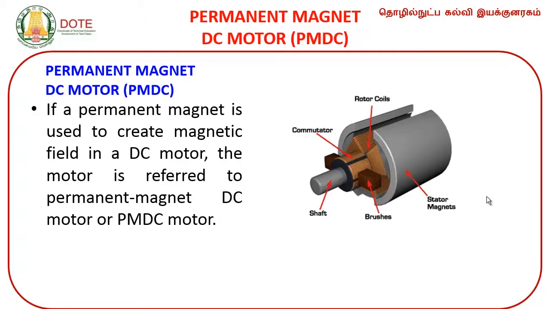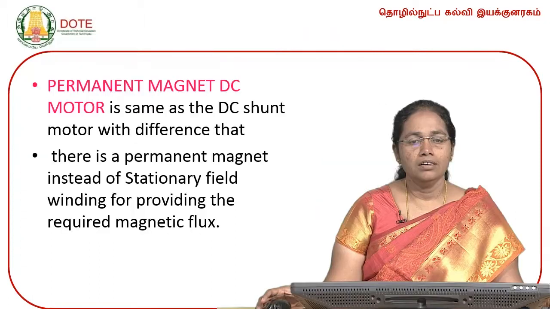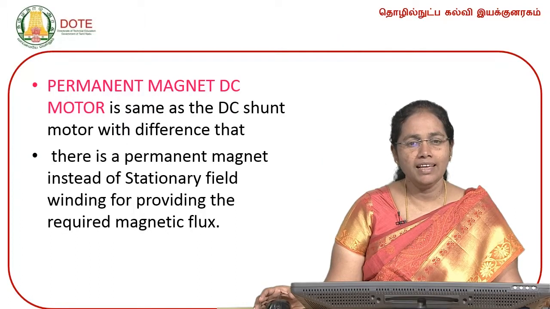A permanent magnet DC motor is a motor which has a permanent magnet in its stator. If a permanent magnet is used to create the magnetic field in a DC motor, the motor is referred to as a permanent magnet DC motor, or PMDC motor. This PMDC motor is the same as the DC shunt motor, with the difference that there is a permanent magnet instead of a stationary field winding for providing the required magnetic flux.